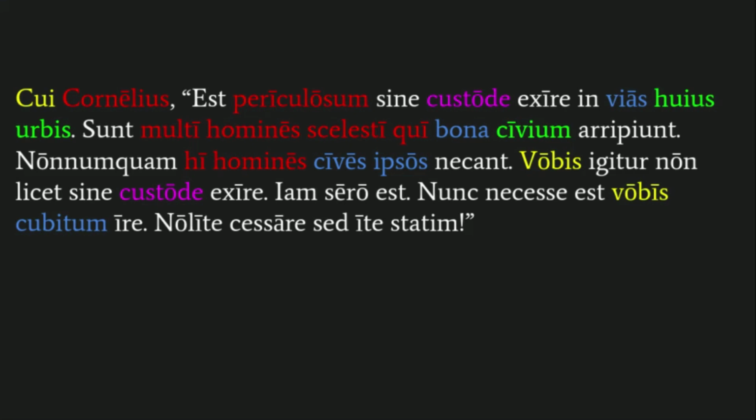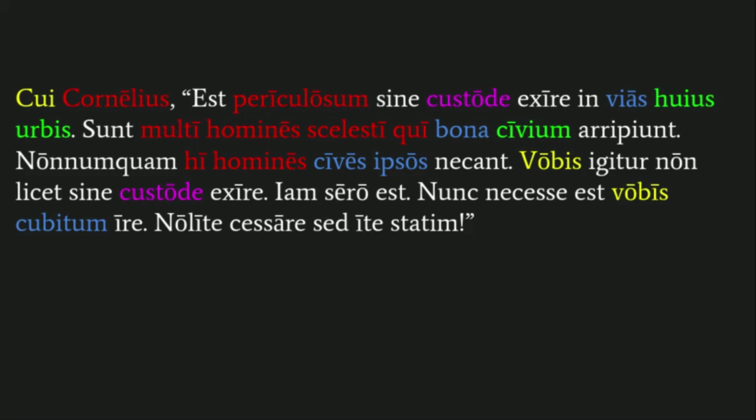Nolite cessare sed ite statim. So he says, don't delay. Nolite cessare is our plural negative imperative, right? So a plural command, because he's talking to the two boys. That's why we have nolite with the te instead of noli. And remember, when you do noli or nolite plus the infinitive, you're making a negative command.